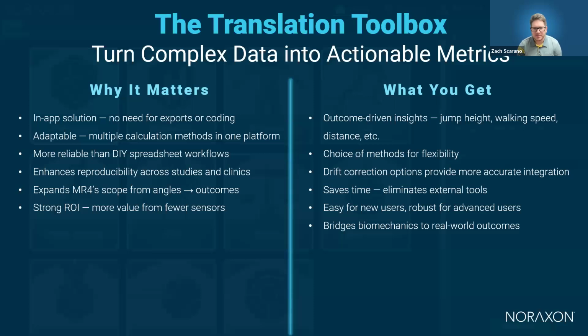So why does this matter? Because motion data is only valuable really if you can translate it into outcomes that people care about. Angles and waveforms are definitely powerful, but walking speed or jump height speaks directly to the progress and the performance. And so that shift from data to outcomes is what the translation toolbox delivers.